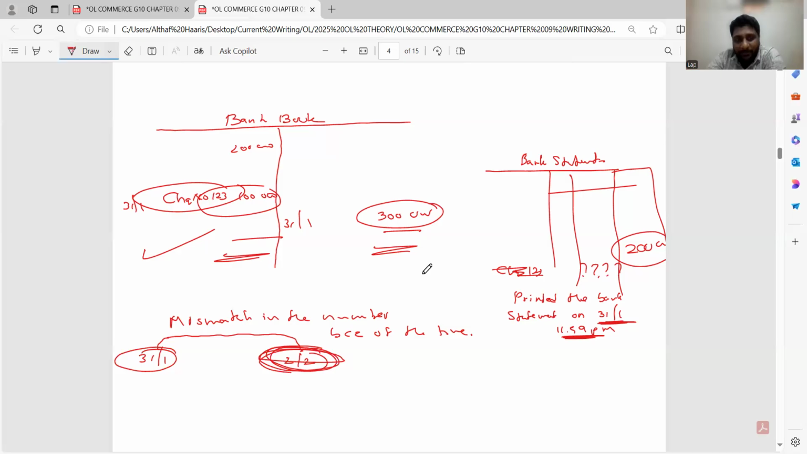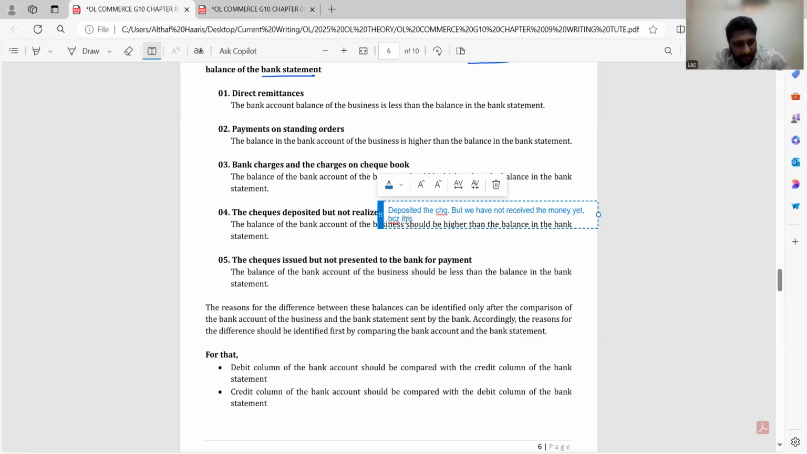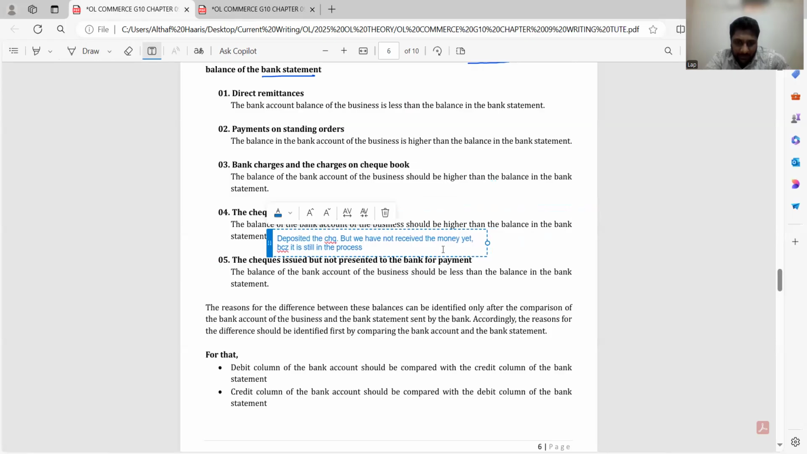Likewise, there is another one. That is check deposited but not yet realized. Deposited, not realized. That means we deposited the check, but we have not received the money yet because it is still in the process.